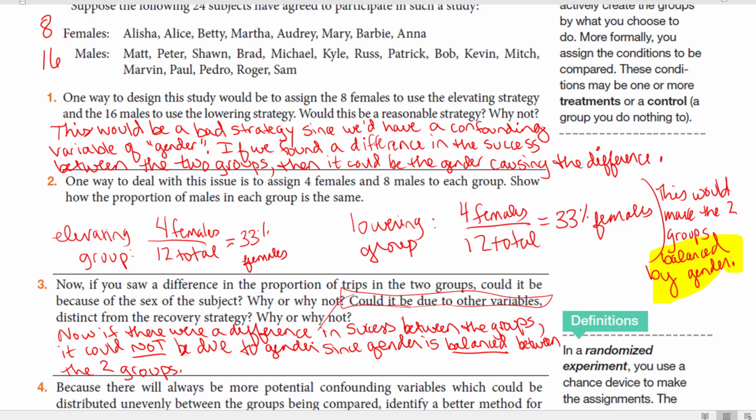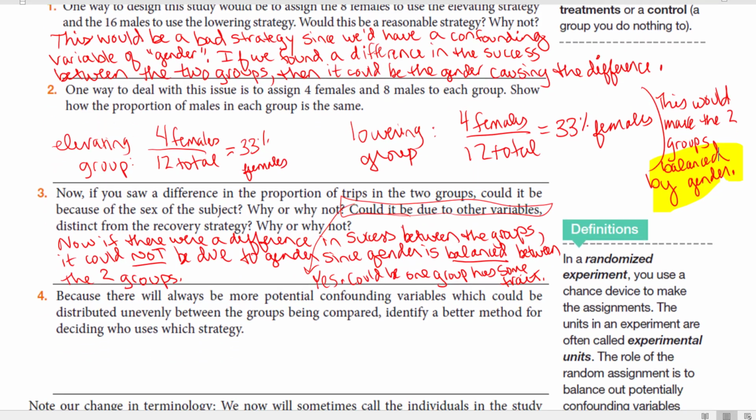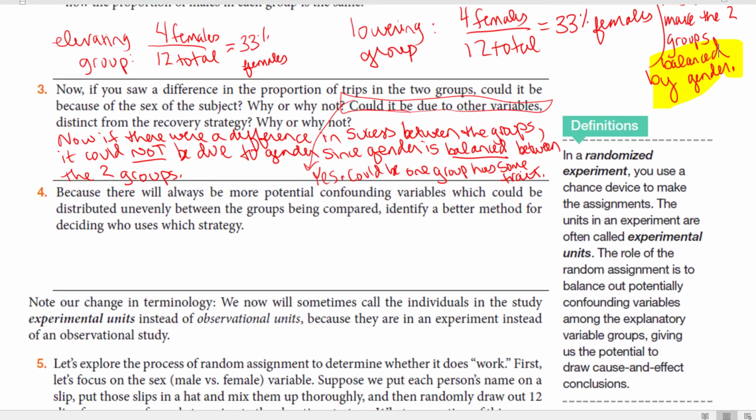Well, yes. For example, maybe all the tall people are in the elevating group and all the short people are in the lowering group. Or maybe all the people in the elevating group have a special gene that makes them have better balance. It could be the case that one of the groups has some trait that makes them better than the other group. So, number 4. Because there are always going to be potential confounding variables which could be distributed unevenly between the groups being compared, identify a better method for deciding who uses which strategy.